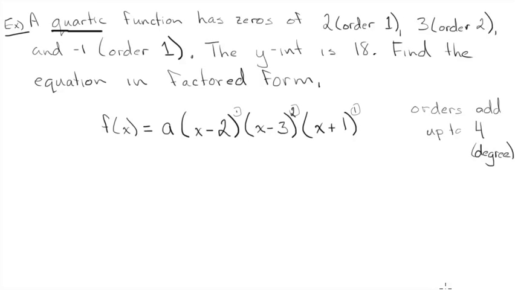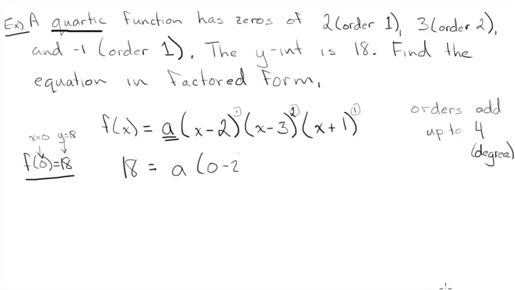We're asked to find the equation in factored form. We're not done until we get this a value. So the question is, how do we get this a value? Well, we know that the y-intercept is 18. What that tells me is that f at 0 is equal to 18. If x is 0, then y is 18. That's what the y-intercept means. So f at x we're going to set equal to 18 and set x equal to 0.